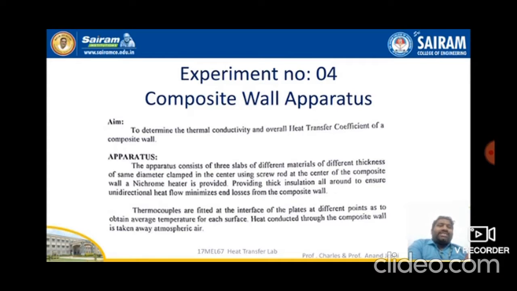Suppose bodies having different thermal conductivities are pressed together. What will the heat transfer be? That is why we are using this kind of apparatus here. The composite wall apparatus has three different materials. Through that, what is the thermal conductivity?